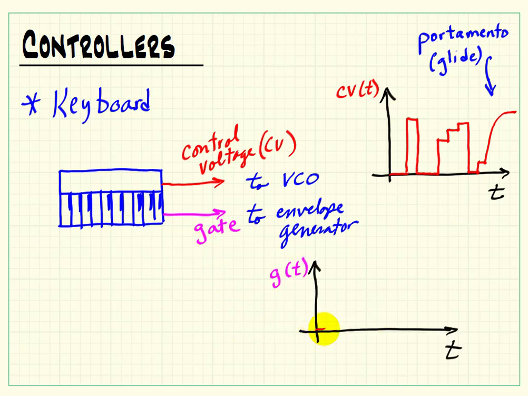The gate signal coming out of the keyboard is simply an indicator about whether or not any key is being pressed down. It's a digital style signal, and as soon as we press it down, the gate signal is a 1 or at a high level, and when we release the key, then it goes back to 0.